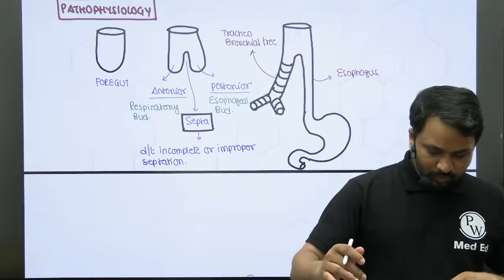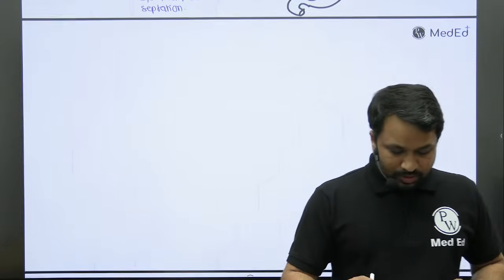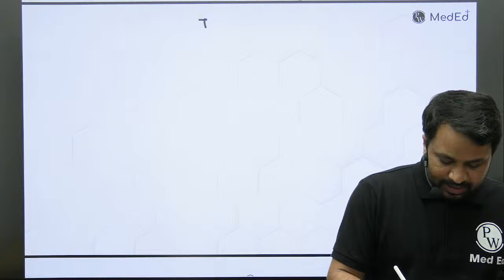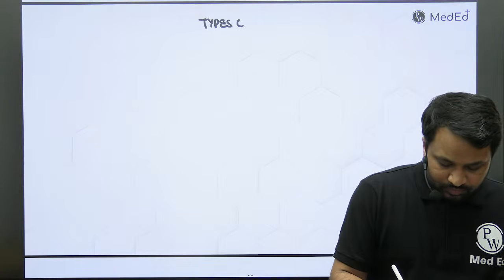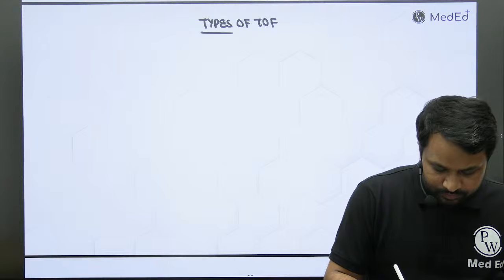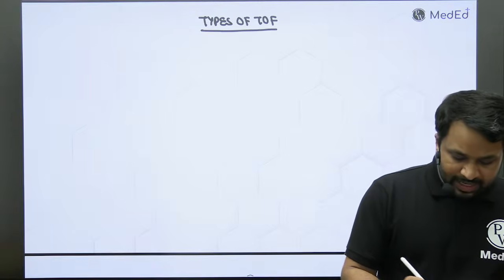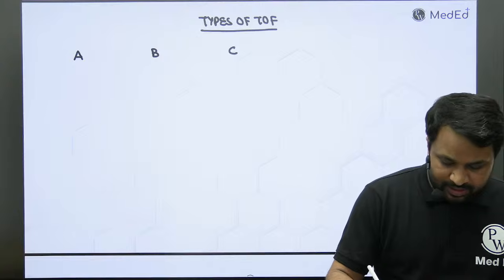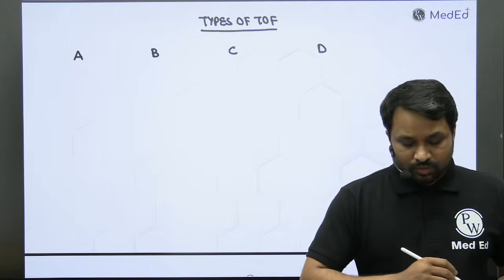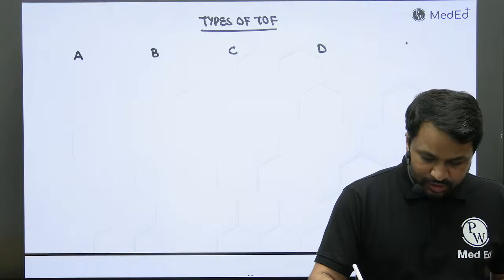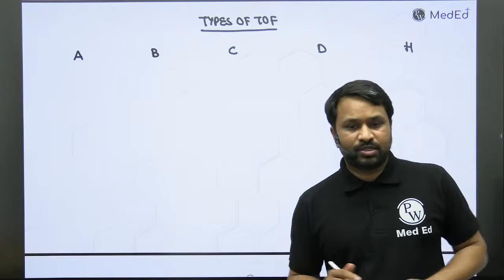Now, once you know the different types of the tracheoesophageal fistula, you have to quickly write the types. In alphabetical order, you have the type A variety, the type B variety, the type C variety, the type D variety, and you have the H variety. Now, what do we mean by all these varieties?